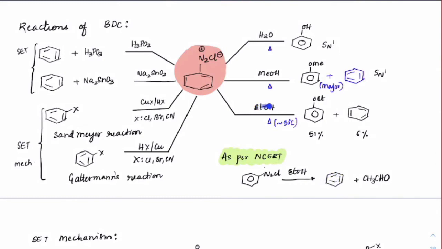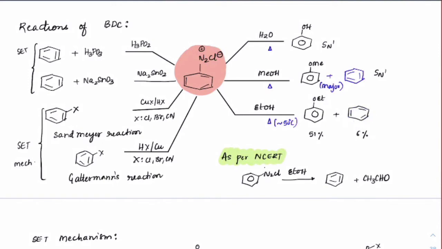Now what is happening? EtOH is actually giving a hydrogen here. It is giving a hydride eventually, and then it is getting oxidized. So basically, you are getting CH3CHO as the oxidized product here. So ethanol is getting oxidized to acetaldehyde, while diazonium chloride is getting reduced to benzene.